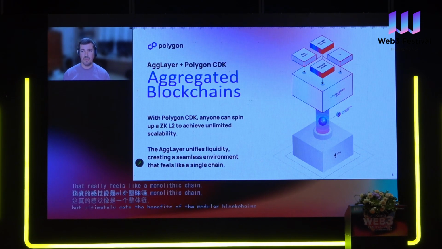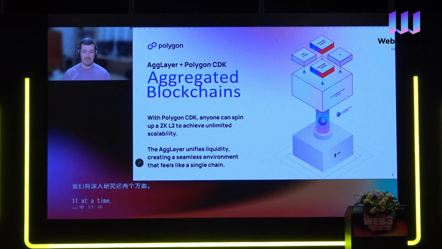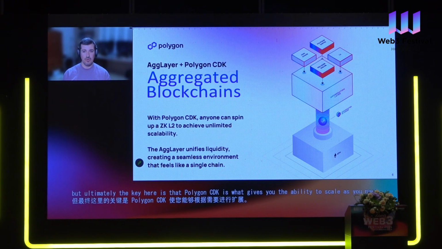You can see this with the two key products that you should think of when you think of Polygon. One of them is the AggLayer, and the other one is Polygon CDK. And we're going to dig into both of those one at a time. But ultimately, the key here is that Polygon CDK is what gives you the ability to scale as you need. And the AggLayer is what allows us to unify liquidity and users together.